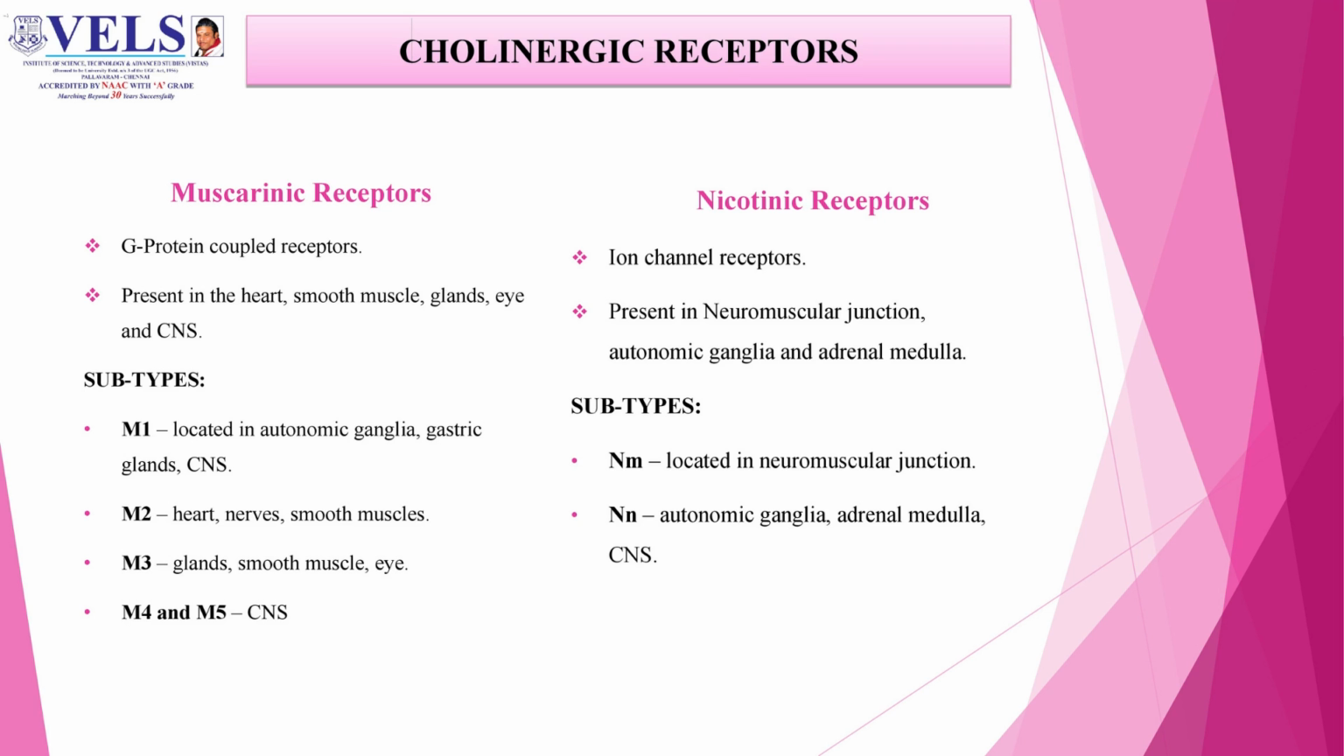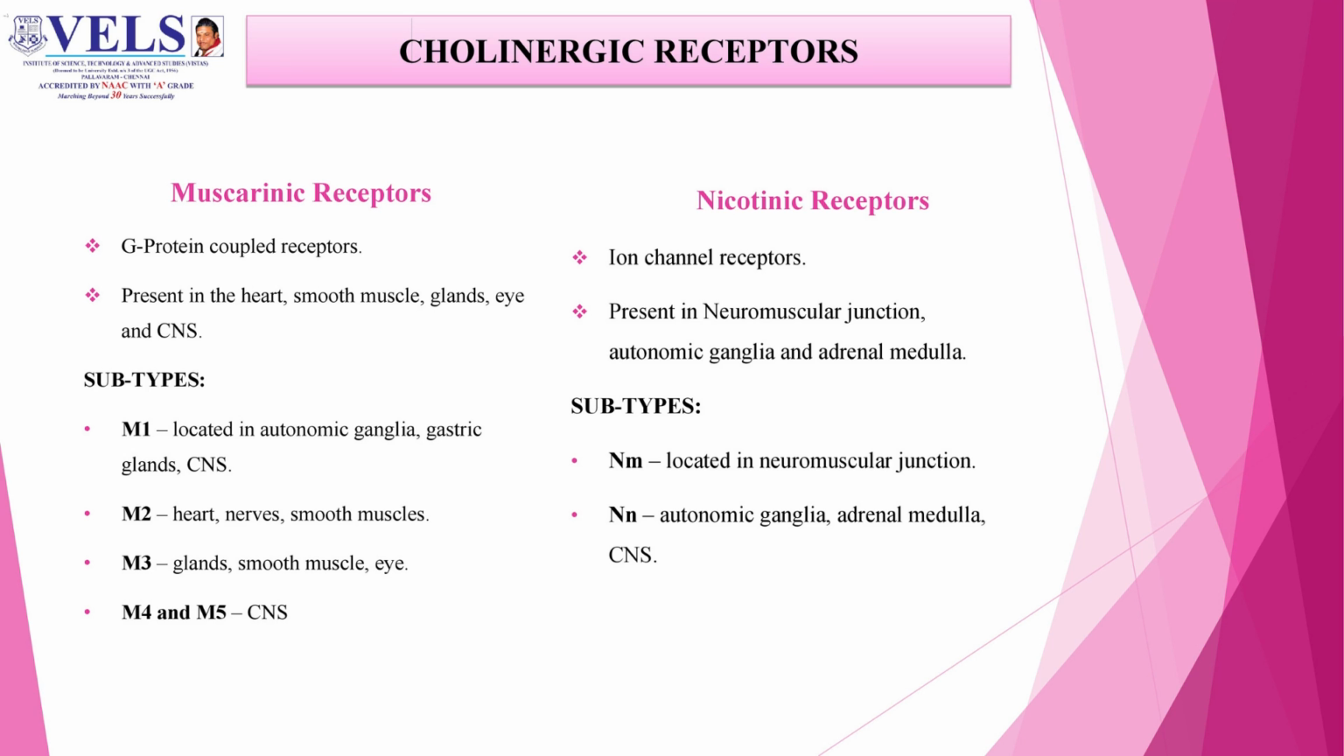Cholinergic receptors. There are two types of receptors: muscarinic receptors and nicotinic receptors, where acetylcholine binds and produces its action. Muscarinic receptors are G protein coupled receptors, mainly present in the heart, smooth muscle, glands, eye and CNS. They are divided into 5 types, M1, M2, M3, M4 and M5. M1 is located in the autonomic ganglia, gastric glands and CNS, M2 is present in heart, nerves and smooth muscles, M3 is present in glands, smooth muscle and eye, and M4 and M5 are mainly present in the central nervous system.